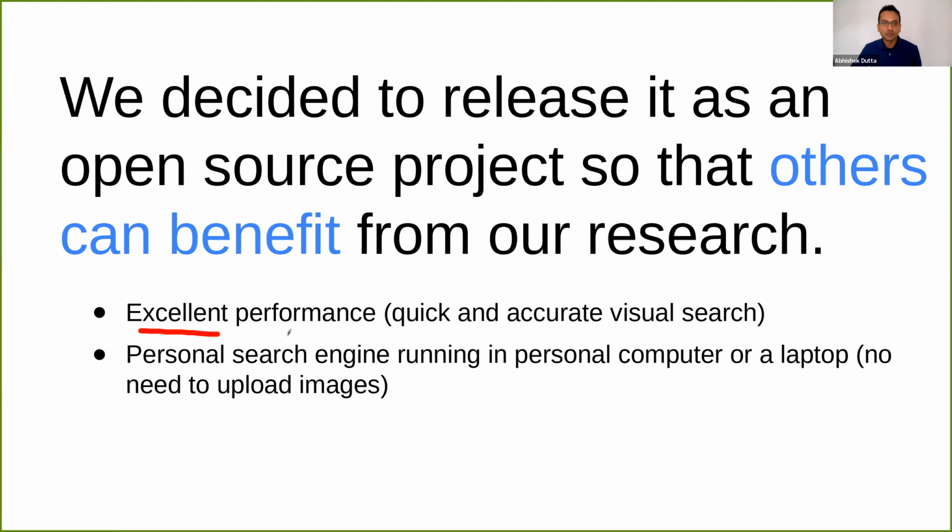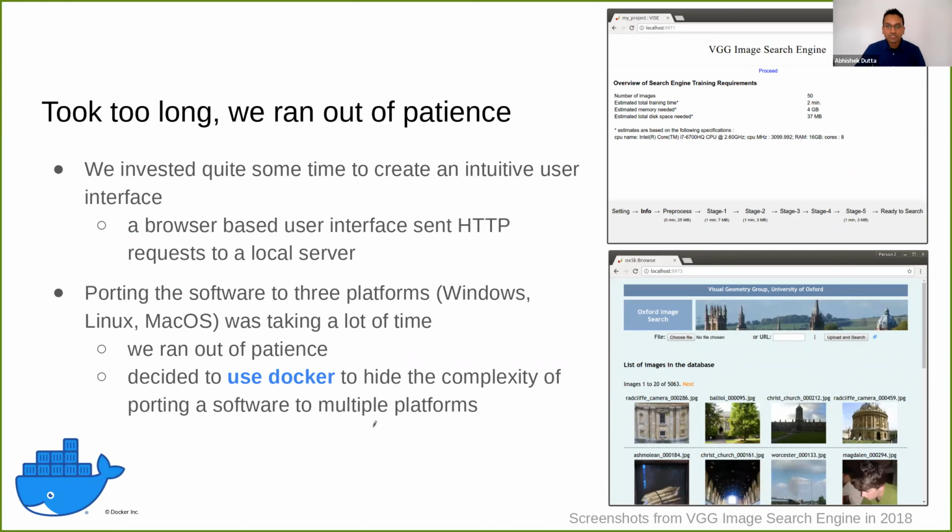The software had excellent performance, so it was instantaneous search. And this was like a personal search engine. So if you had a private collection of, say, 10,000 images, you don't need to upload it to Google Search or Google Photos to make it searchable. You could still keep it in your laptop, private, install this software, and use it as your personal search engine without giving away your photos to any other service provider. So it had a lot of unique selling points, and we thought this would be a great hit if we released it. So we started to prepare it for release.